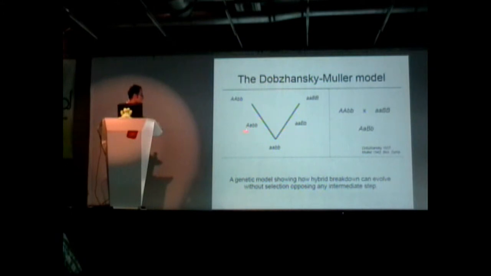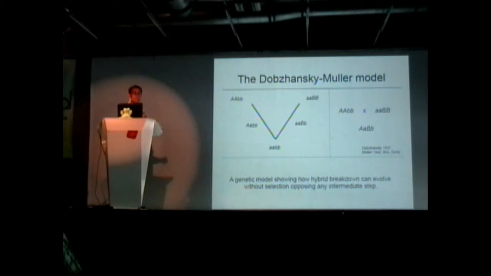So in this case, the A is going to be fixed only by natural selection, whatever mechanism you want to call it. And in this case, it's B, the one that is going to be fixed. So at the end, what you're going to have is two populations that have this allele fixed, the A, and this allele fixed, the B.